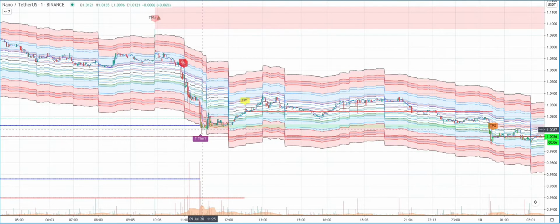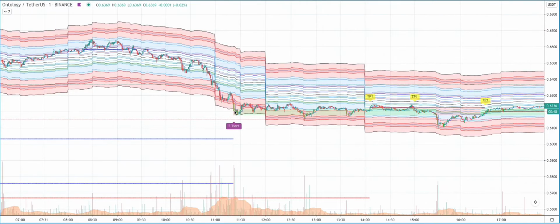So we're at Nano USDT. This coin has had only one signal since the 5th. 1.60% gain within 9 minutes. That's a nice little tidy profit, very quick. 2.97% at 1 hour and 36 minutes. Moving on to ONT USDT.